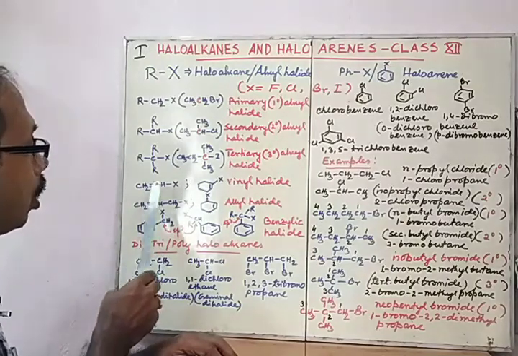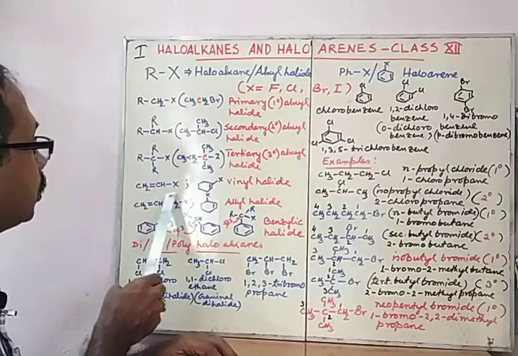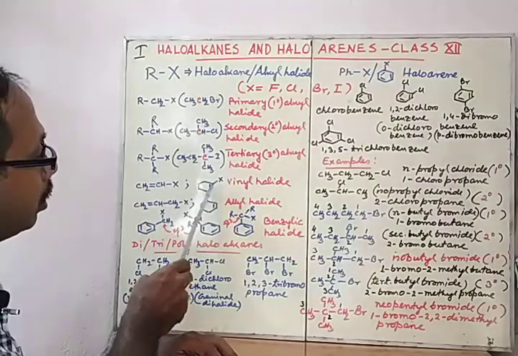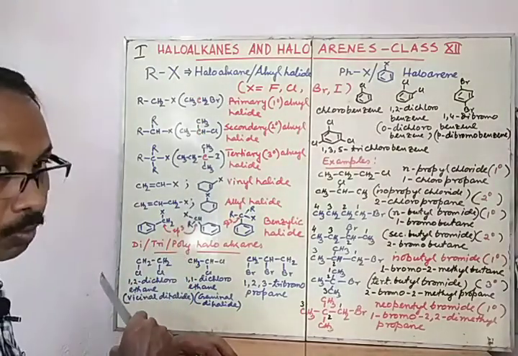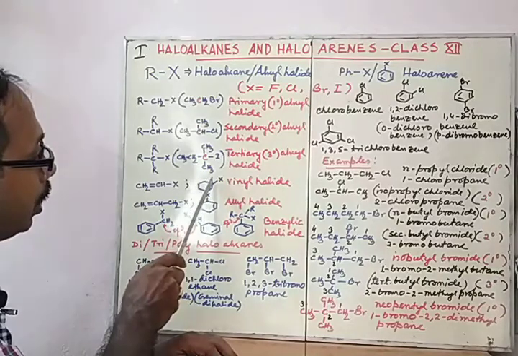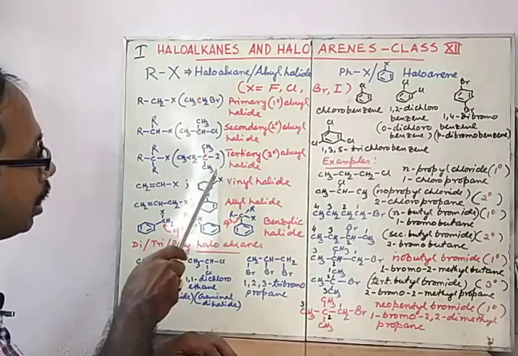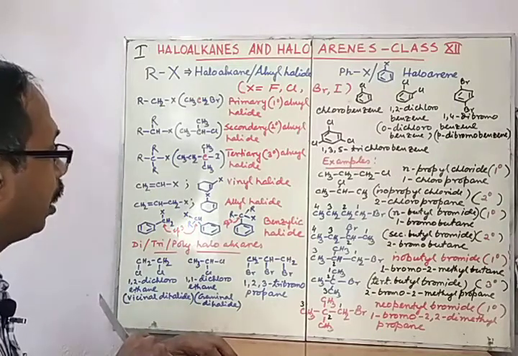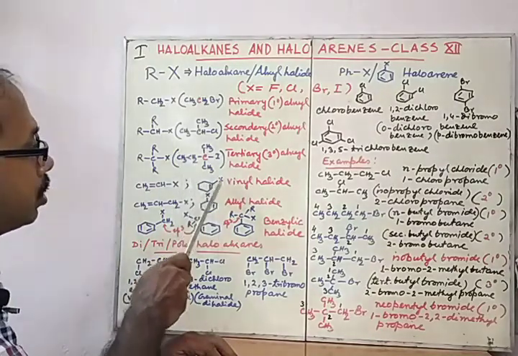Now there is a special group, CH2=CH. This group is called the vinylic group. So it is vinyl halide, and we can follow it in the cyclic compound also. So the sp2 carbon is holding the halogen group. So it is a vinylic group.